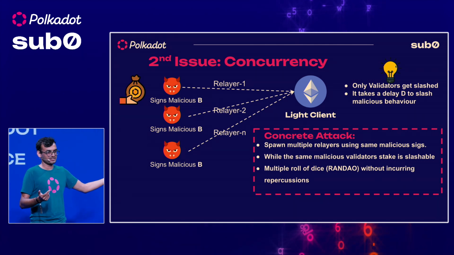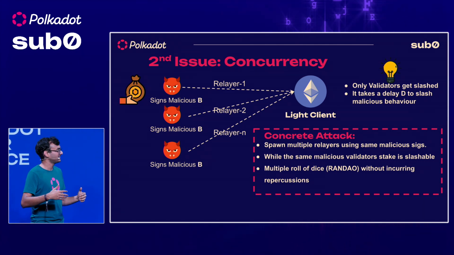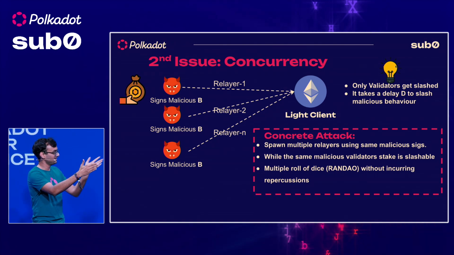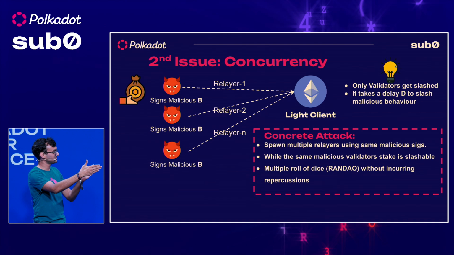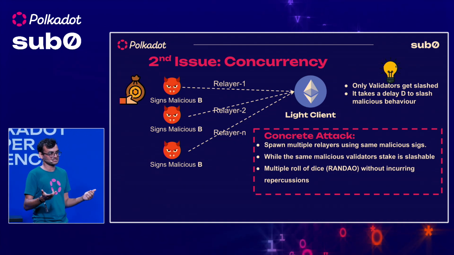And this is not good, right? Because every validator now can just keep bombarding the light client within that period of malicious behavior while having the same stake that is slashable.